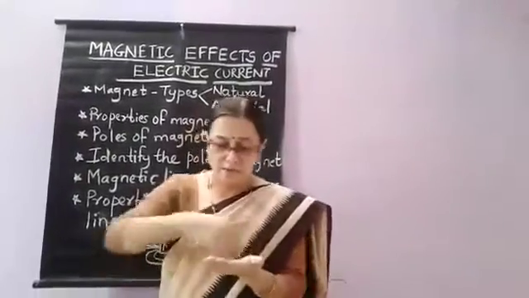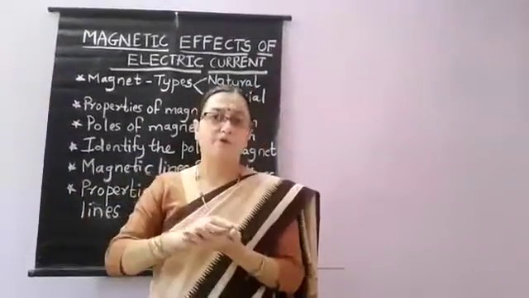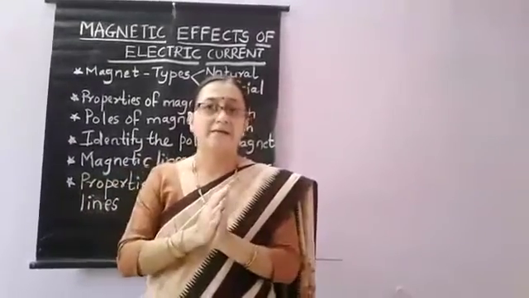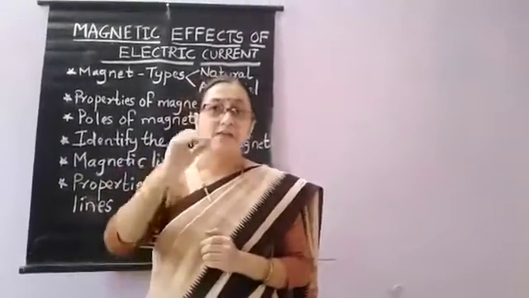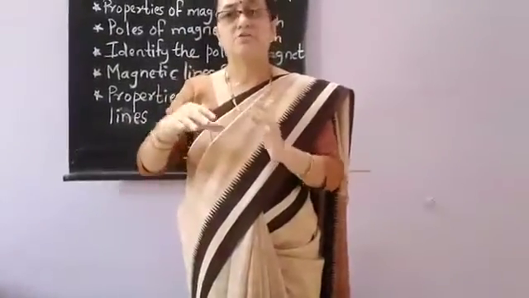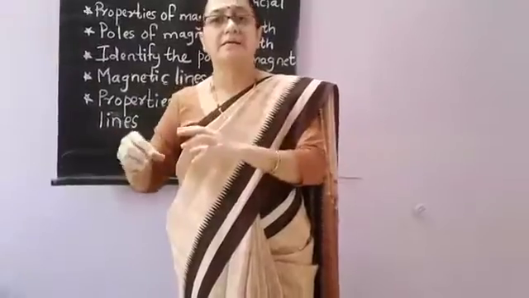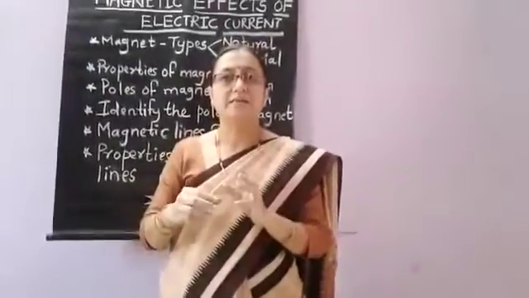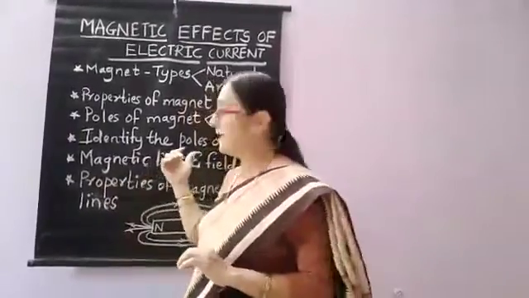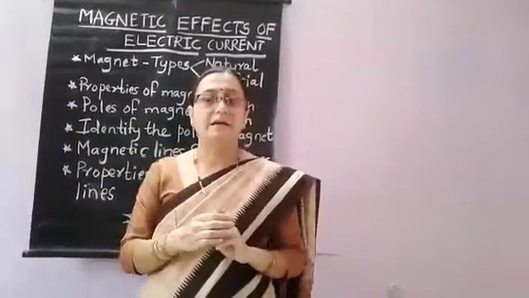One more main property of a magnet is that there is a magnetic field set up around the magnet. What is a magnetic field? A magnetic field is an area around the magnet in which the effect of the magnet can be felt. That is called a magnetic field. So, let us identify the poles of a magnet using a compass needle and a magnet.